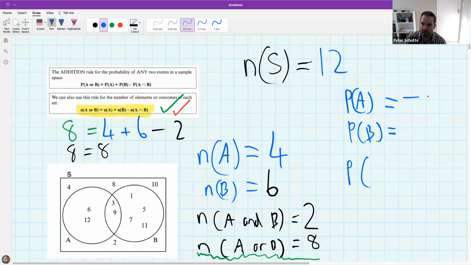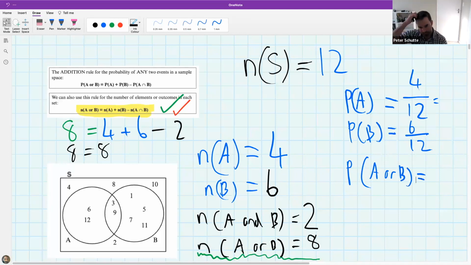So there's 12 possible outcomes, and there are 4 that are in A. So there's a 4 in 12 chance. And for B, it's still going to be out of 12, but for B, it's going to be 6 out of 12. If you simplify, you could simplify down to a half and a third, but for now, I'm not worried. What is the probability of A or B?